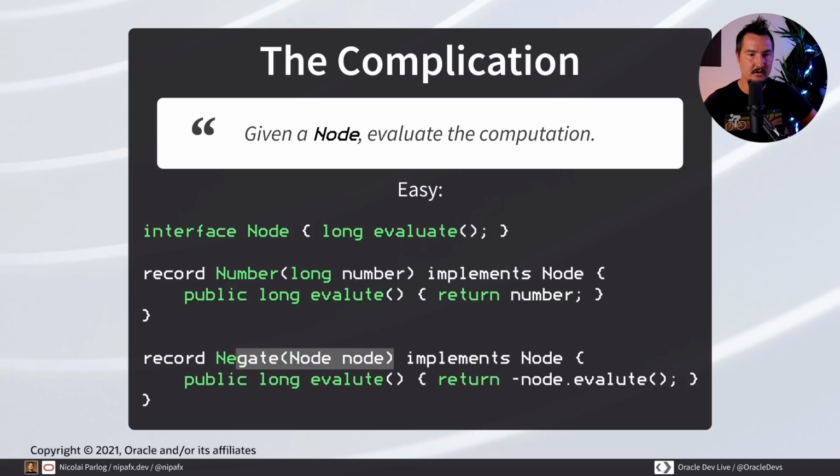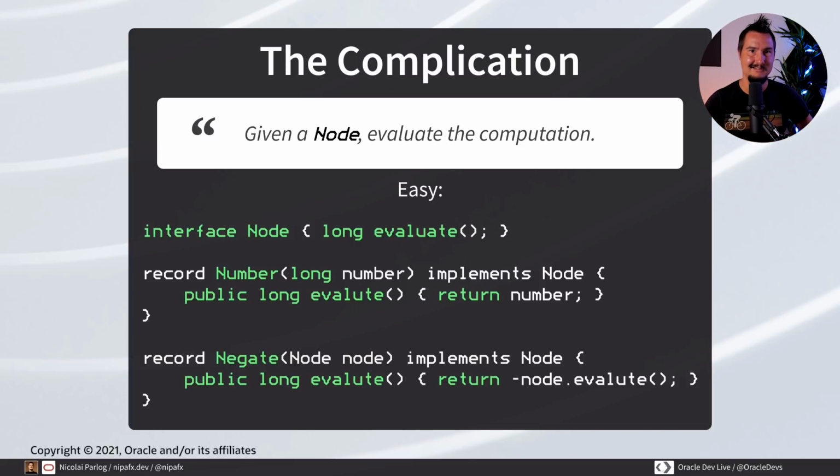And the negate node, if it evaluates something, well, it just takes the node that was given during construction and calls evaluate on that. And whatever the result is, it just negates it, right? And then absolute would make a check whether it's larger or smaller than 0. And then add would actually just add these together. So that's easy, and we're done.